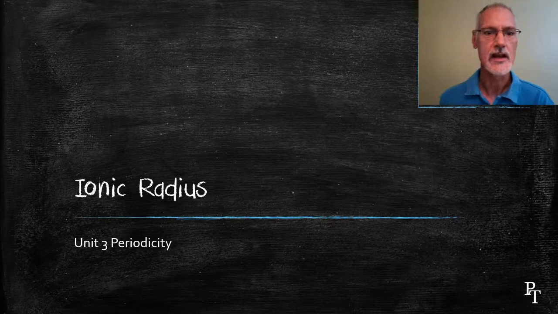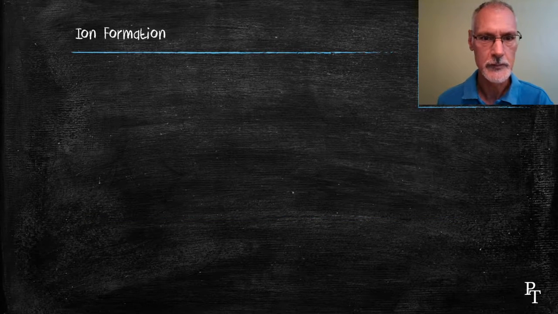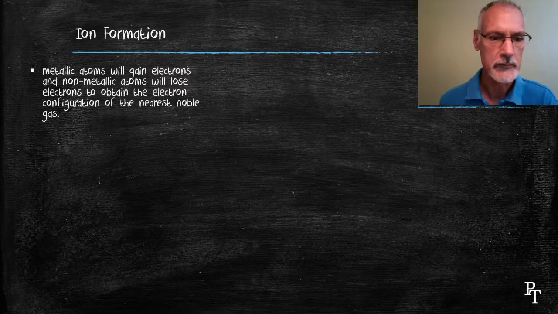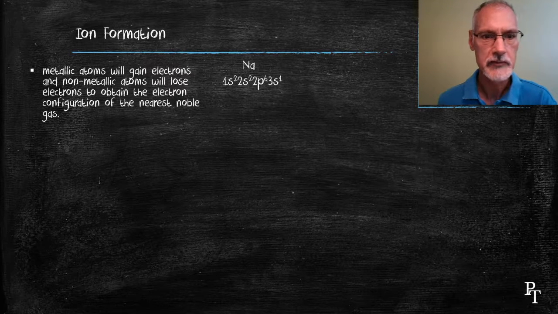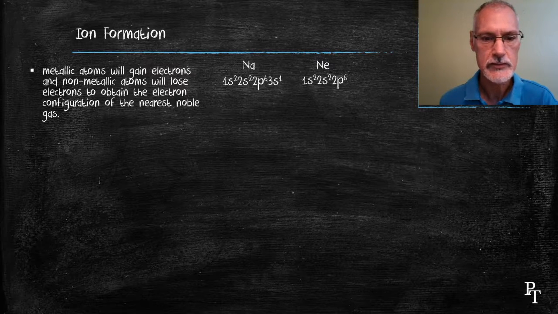Hi again. The next trend I want to take a look at is that of the ionic radius. Let's begin by looking at the cause of formation of ions. Metallic ions, such as sodium for instance, will want to attain a configuration that's stable, and stable configurations resemble those of the noble gases. Noble gases have full s and p orbitals at the highest energy level. So for instance, neon, 2s2, 2p6, that's a stable configuration.